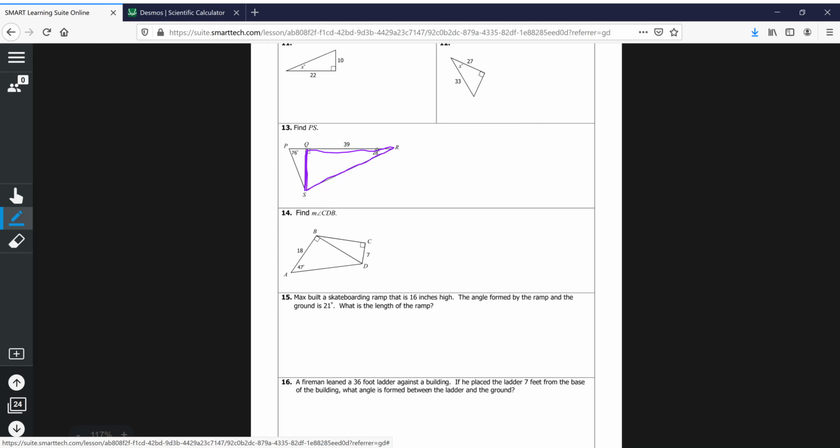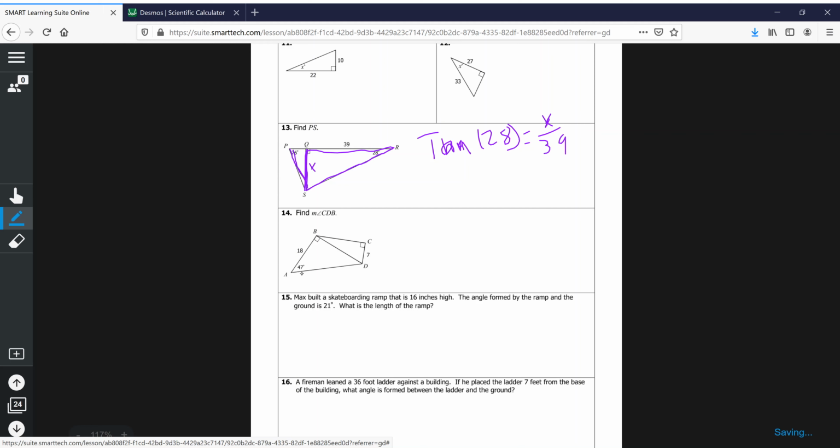Right? So the first thing you're going to do is set up the tangent of 28 is equal to PS, call it X, over 39. Solve for X, use X again to solve for PS, this one right here. That's how you do that one.